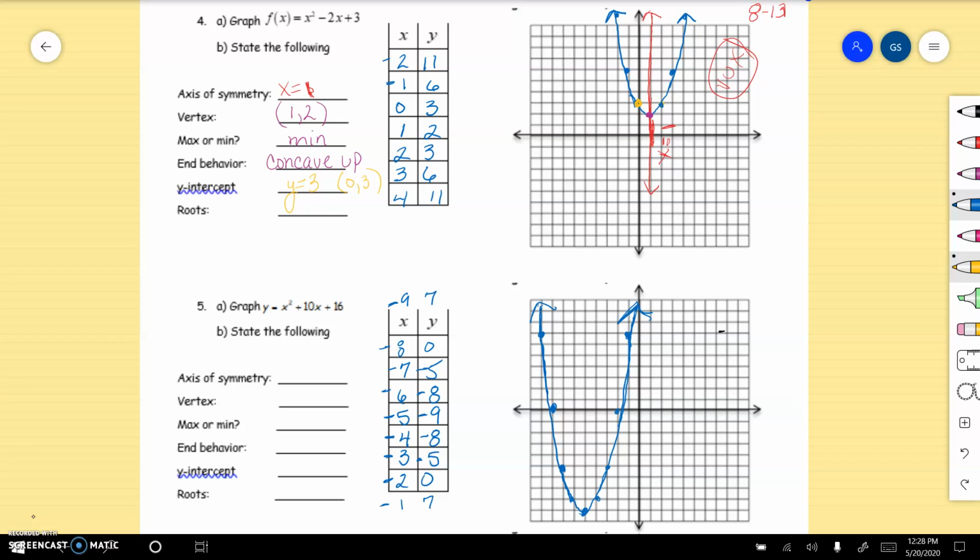The roots, okay? They're asking how many roots there are. Well, how many times does the actual parabola, not the axis of symmetry, I'm actually going to take that out, but how many times does the parabola go through the x-axis? Well, the answer is no. It never hits the x-axis. Therefore, the number of roots is 0.